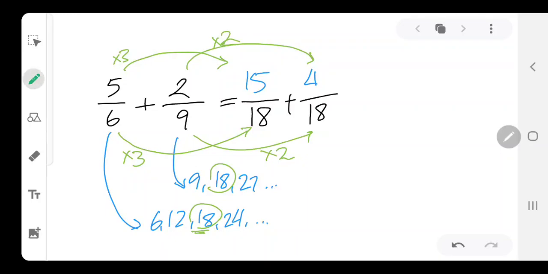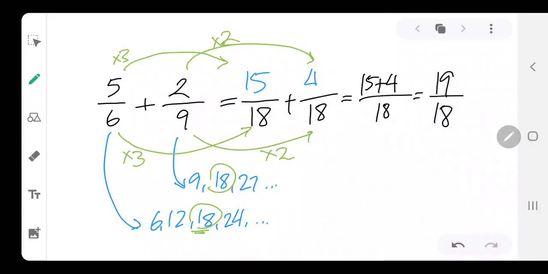So now we have the simple job of adding the numerators, 15 and 4, and that's going to give us 19 18ths, right? It's a pretty big fraction. I thought we were going to have a chance to simplify it, but there it is, okay? So whenever we multiply factors times fractions, we multiply both the denominator and the numerator to give us equivalent fractions.